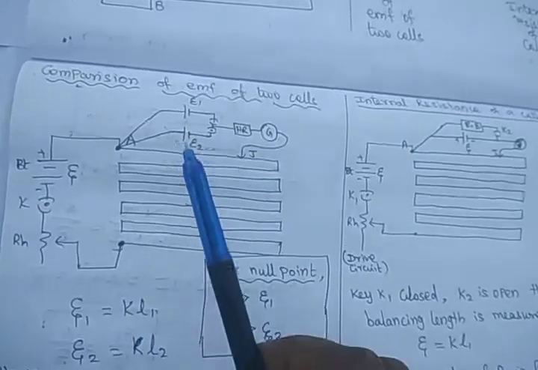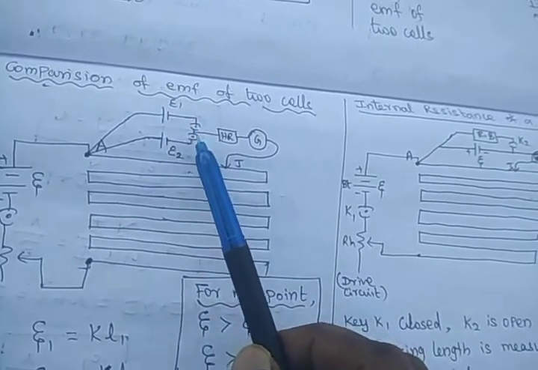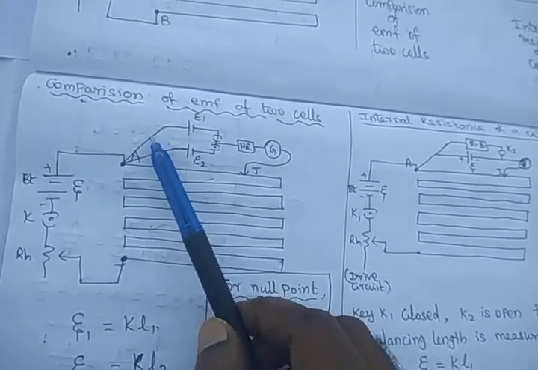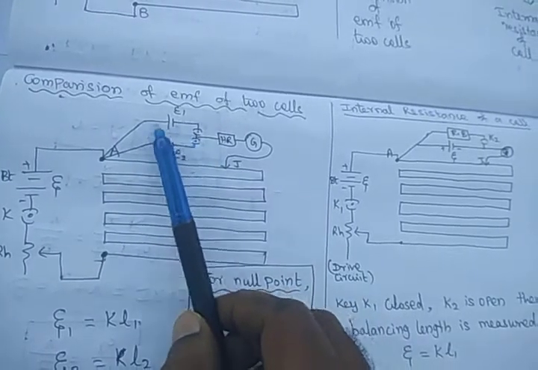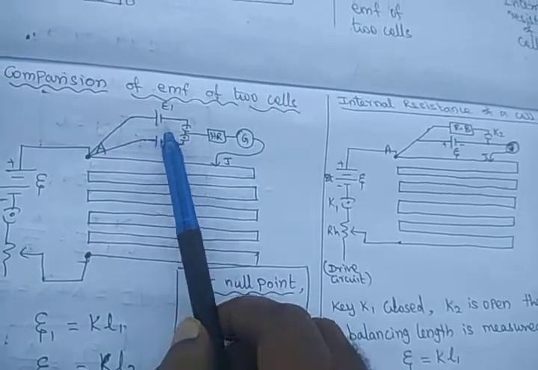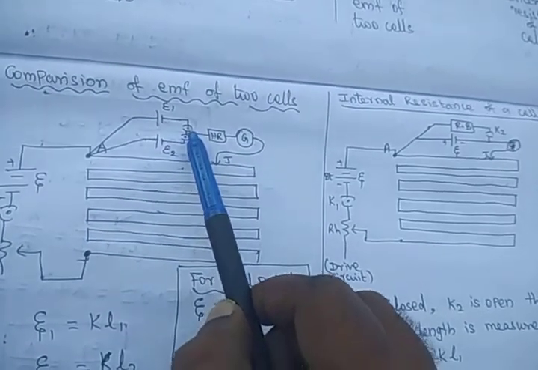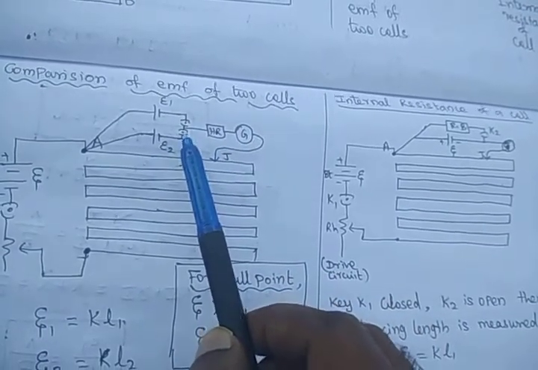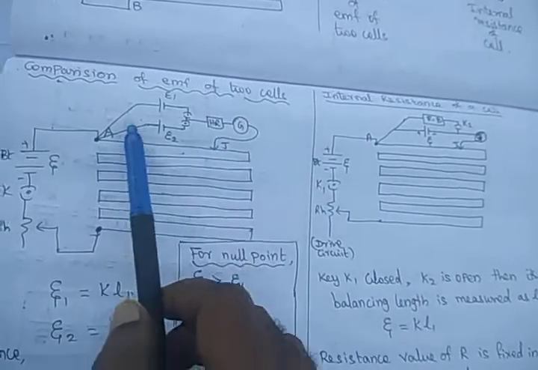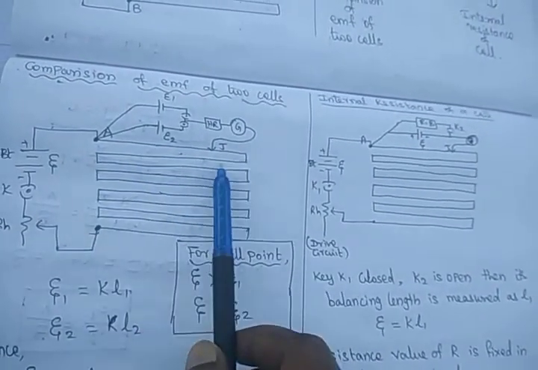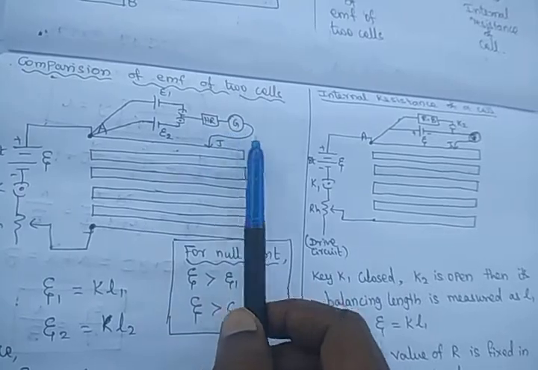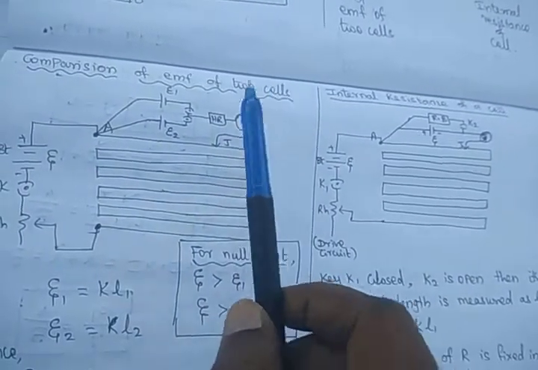That's all. Okay. So when we switch on the E1 only, this key will be opened. That is, it is switched off, meaning the current will flow only through the EMF of the first cell, E1 cell, and it will flow through that jockey. So this cell is not included in our circuit. The first key is closed and the second key is opened. Closed means on, open means off. So by sliding the jockey over the 10-meter wire, at a particular point, the galvanometer shows zero deflection. That length is called a balancing length.